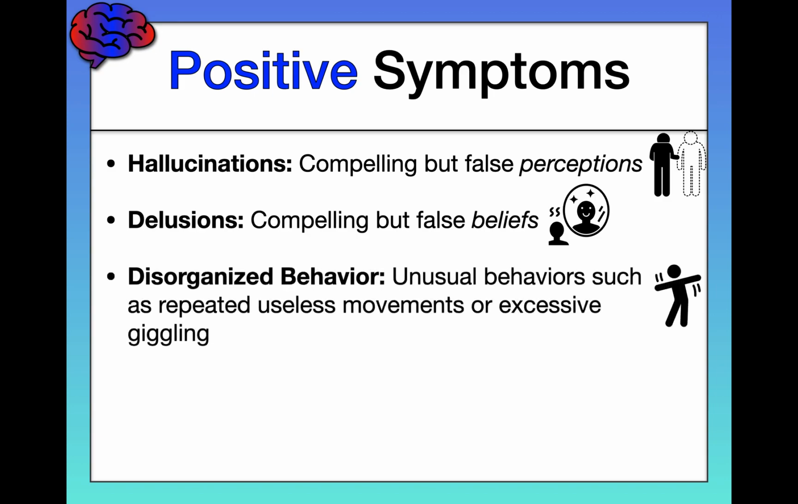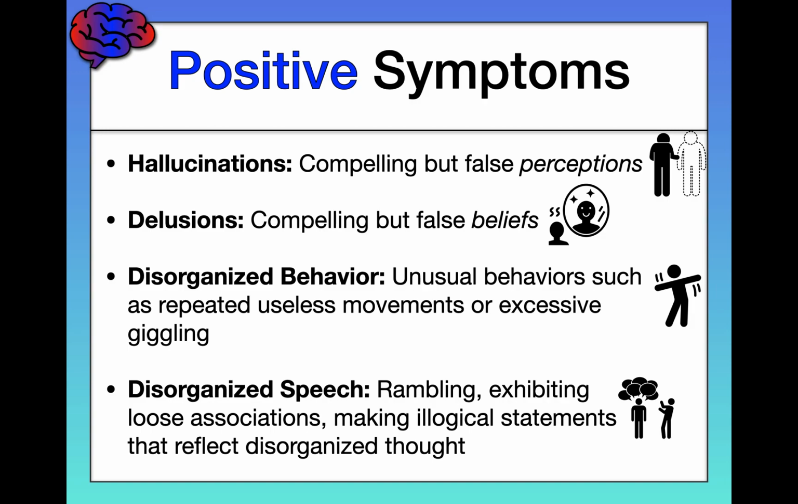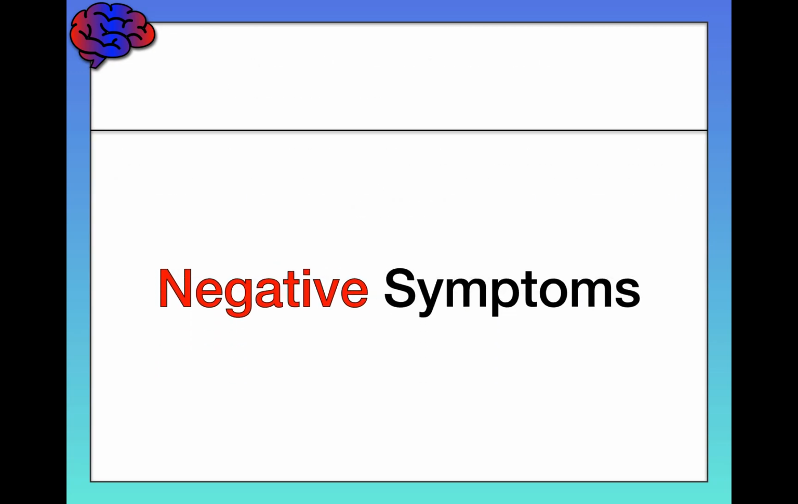We also see disorganized behavior. These are unusual behaviors, and there are lots of different examples, but maybe repeated useless movements that aren't really accomplishing anything, or excessive giggling, or excessive facial expressions, really extreme facial expressions. That's disorganized behavior. And finally, disorganized speech. Rambling, exhibiting loose associations, which is a term we use to mean rapidly shifting from talking about one thing to talking about something else, which is basically revealing disorganized cognition through what they're saying. So those are the positive symptoms of schizophrenia. Now let's discuss the negative ones.